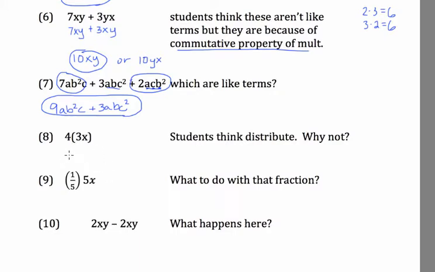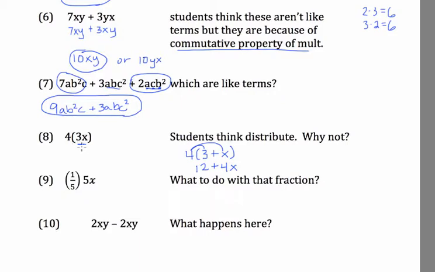Number 8. Students think that they should distribute sometimes here. Distributive property only works if you have an addition or a subtraction problem in the parentheses. So on this problem that I just wrote, you would distribute. 4 times 3 is 12, plus 4 times x is 4x. 12 plus 4x, or 4x plus 12. This problem you do not distribute because there is no addition or subtraction problem in the parenthesis.